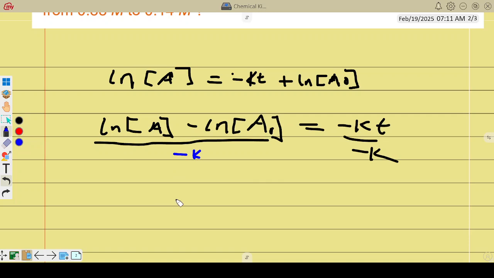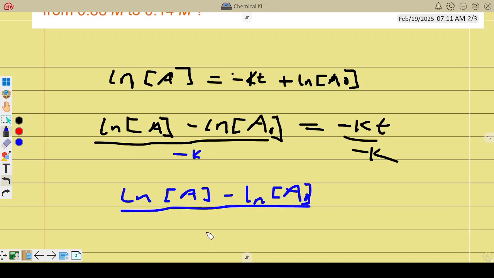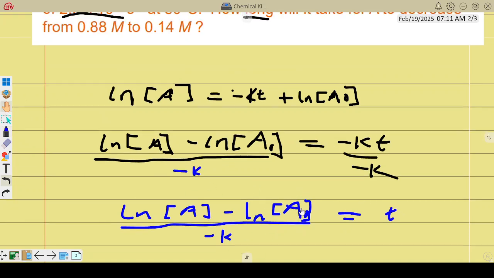So we're going to have ln A. If you want, you can even simplify. You say this is ln A over A naught. So this will be ln A over A naught over negative k. So this is equal to t. We've made t the subject. So this is how we're going to solve.